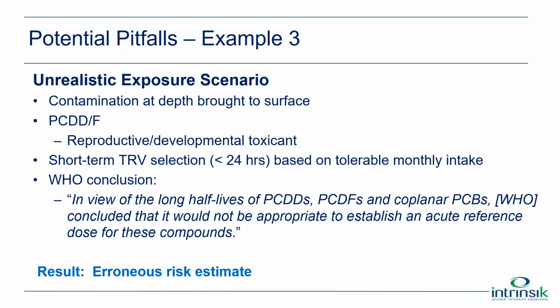So using dioxins and furans as an example, we know that dioxins and furans are a reproductive and developmental toxicant. What the assessors did is that they assumed a short-term TRV, so less than 24 hours. That TRV is based on a tolerable monthly intake level, and that tolerable monthly intake level comes from the World Health Organization. However, the World Health Organization is very clear, and they say that in view of the long half-lives of dioxins and furans, they've concluded that it's not appropriate to establish an acute reference dose for these compounds. So that's the first pitfall, adopting a short-term TRV for this type of scenario.